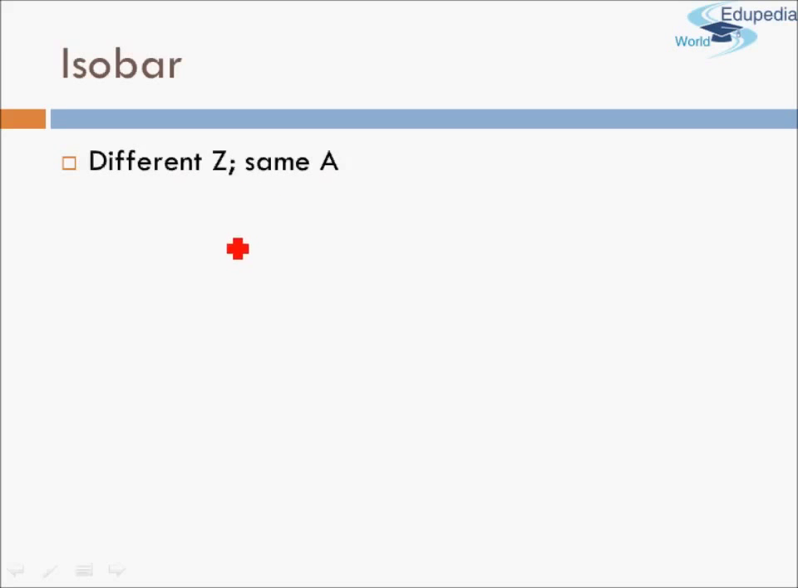For example, argon has atomic number of 18. It is a noble gas. Potassium has atomic number of 19 and calcium has atomic number of 20. So they all have different number of protons and hence different number of electrons. So they will have different chemical properties. In fact, they are different elements altogether because their atomic numbers are different. But they have the same mass number.